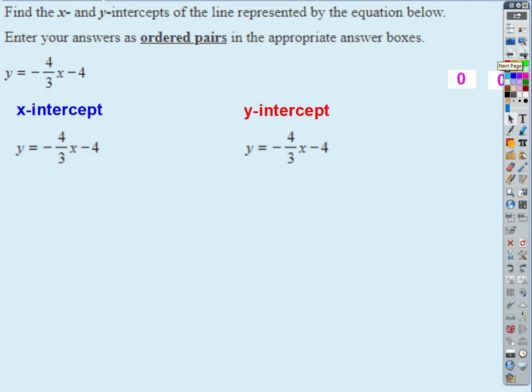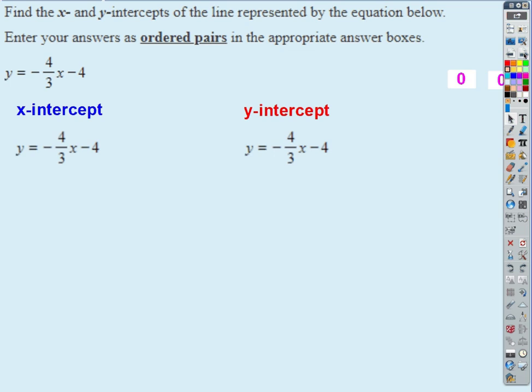Now, something like this one, honestly, I probably wouldn't even necessarily want to use this technique for graphing this line, but maybe I need to find the intercepts for other reasons. What form is that equation? It's y = mx + b, slope-intercept, isn't it?